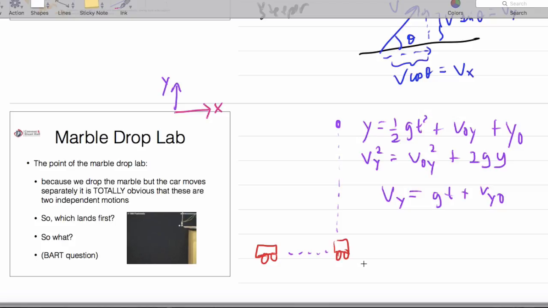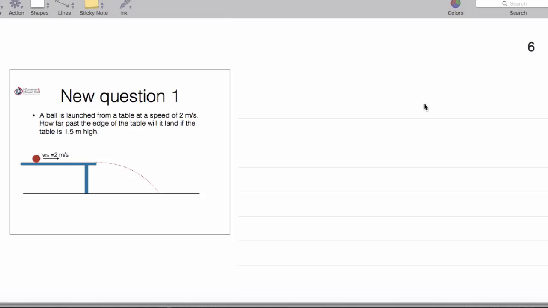Now, the equation for the buggy was simply x is v naught x t plus x naught. And we were able to actually figure out how far back the buggy needed to be to catch the marble. Most people got around 20 centimeters. Anywhere between 10 and 20 was the order of that distance. And we got some really good video. Now here, I'm going to do a quick little solution.